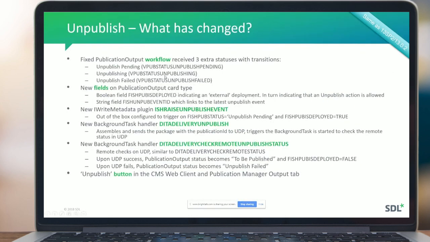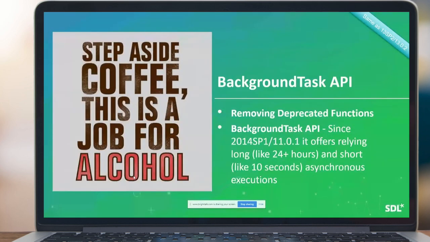So to offer that functionality, we extended our publication output workflow with unpublish pending, unpublishing and unpublishing failed. We have a flag that knows if a certain output format or a certain publication output was passed to a remote silo, like a content delivery stack. We also keep track of the event ID. There are a couple of events to be raised, handlers for that, and a button in the user interface. So those are the things you will see in your configuration files that have changed, and that's where they come from and what they support. So that was the publish and unpublish in this release.